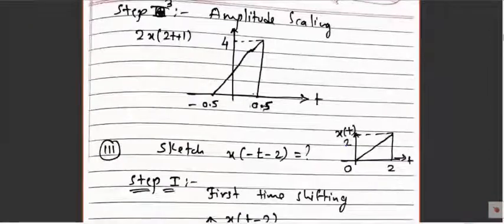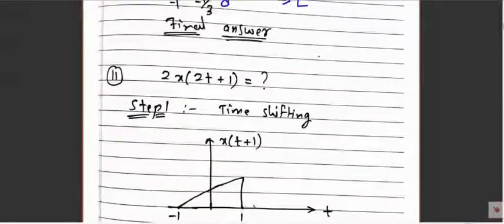So this is my x of t, 0 to 2. First time shifting. So plus 1 is there. How much is the unit? Plus 1, so we have to subtract. So 0 will go to minus 1, 2 will come to 1.